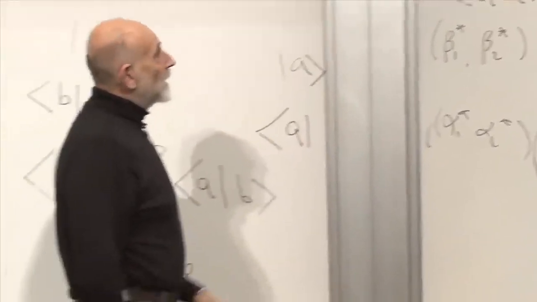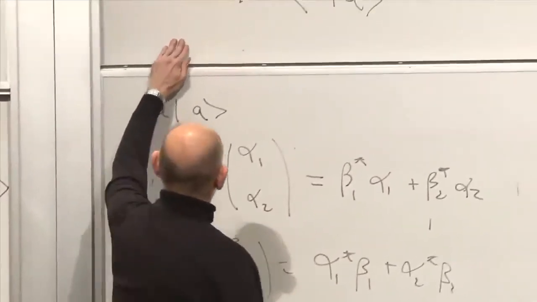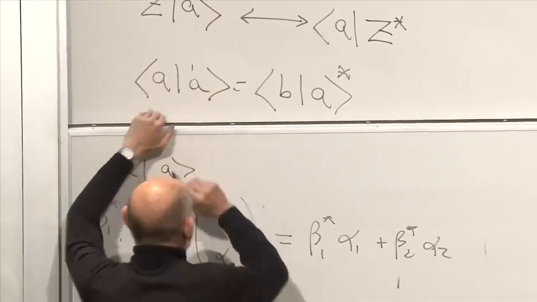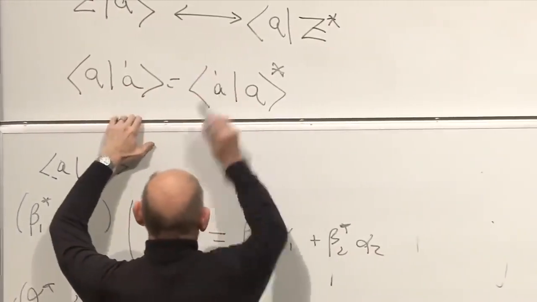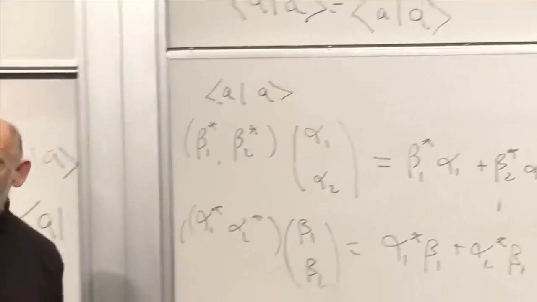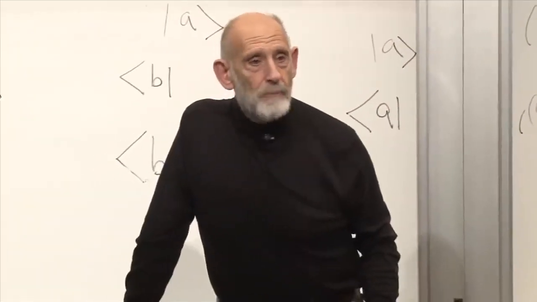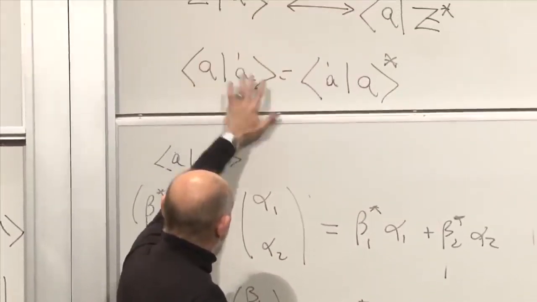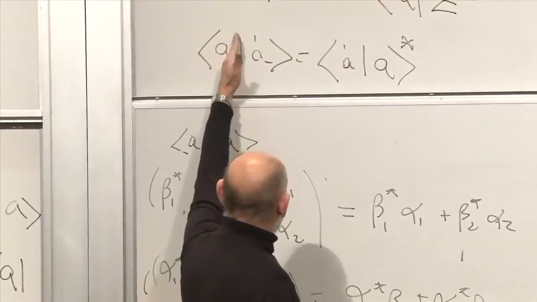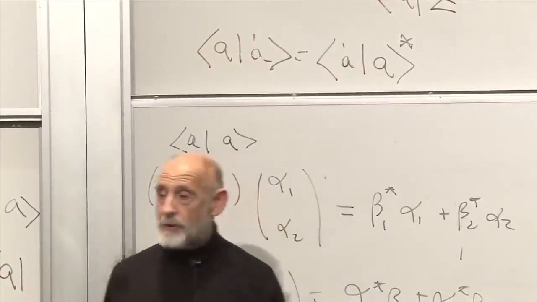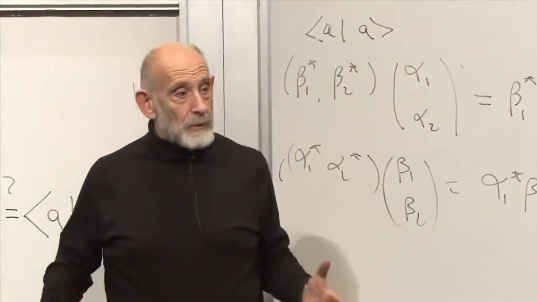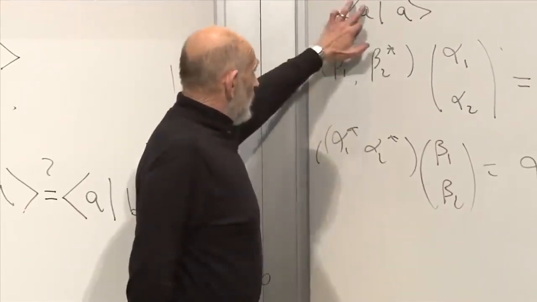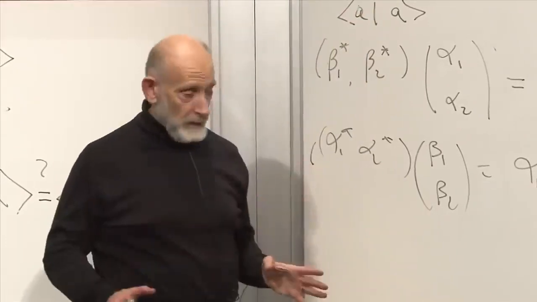What do I know about that? Well, first of all, I'm setting B equal to A. That tells me that the inner product of a vector with itself is equal to its own complex conjugate. I just substituted A for B. What kind of number is equal to its own complex conjugate? A real number. So the inner product of a vector with itself is always real.